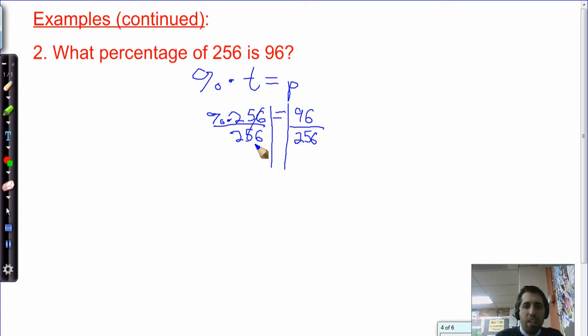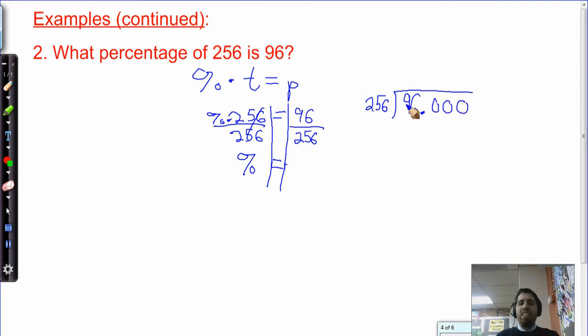Those will cancel, and it should give us our percentage as a decimal. It will give us our percentage as a decimal, because remember, in the equation, this is given as a decimal. So 96 divided by 256. Fill in some zeros because we know that it's going to be given as a decimal. We'll say how many times does 256 go into 960?